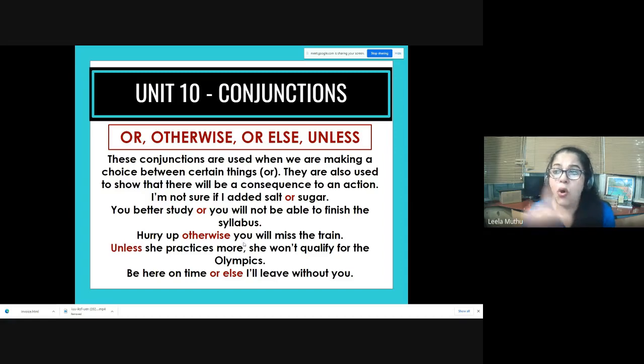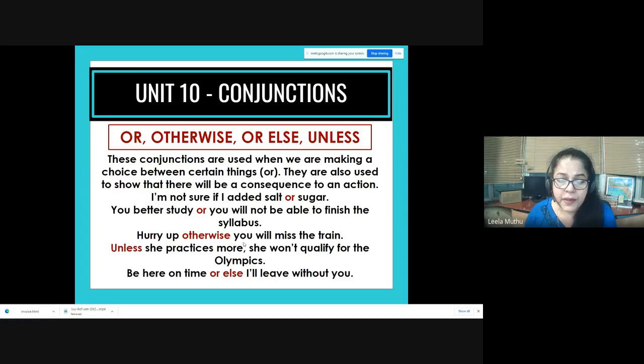Do this or this will happen. Do this, otherwise this will happen. Do this or else this will happen. Unless you do this, this will happen. So it shows the consequences of an action if it is not done, or if it is done, the result will be something. Okay. So look at these sentences and you will understand exactly what I mean.